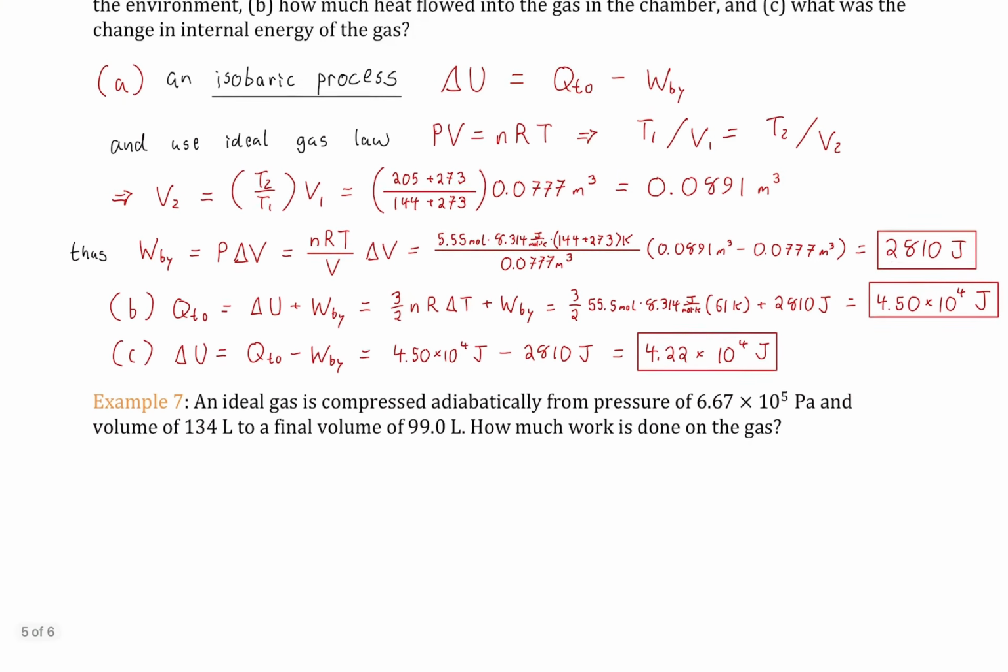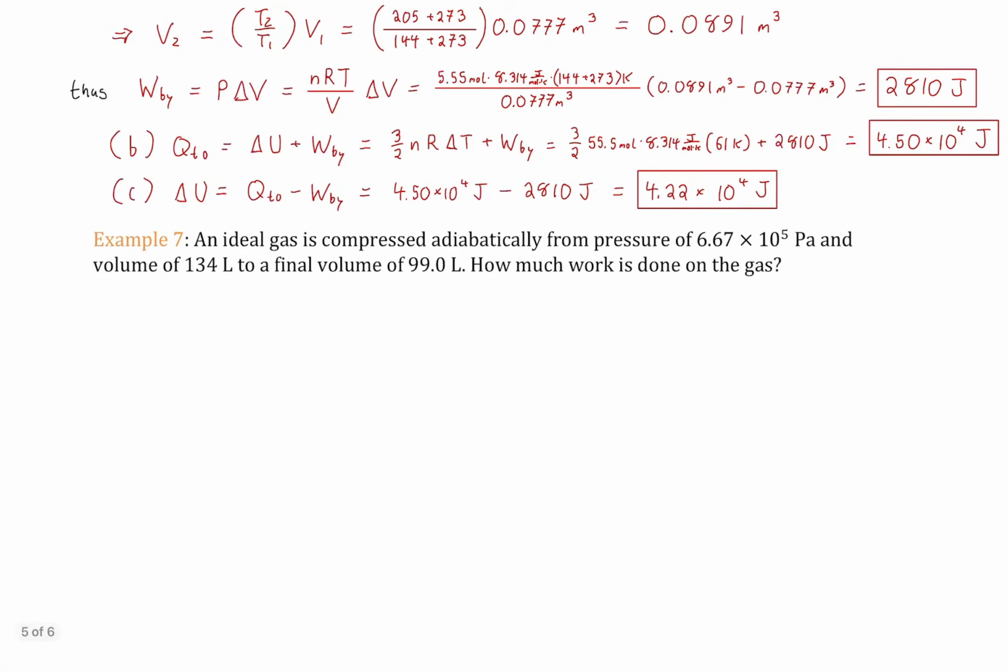Looks good. All right. Last example, the final process that we haven't done a numerical example for, an adiabatic one. Okay, so an ideal gas is compressed adiabatically from a pressure of 6.67 times 10 to the 5 pascals, so about 6 atmospheres, so 667,000 pascals. It has a volume of 134 liters and is compressed to a final volume of only 99 liters. And then the question is, how much work is done on the gas?